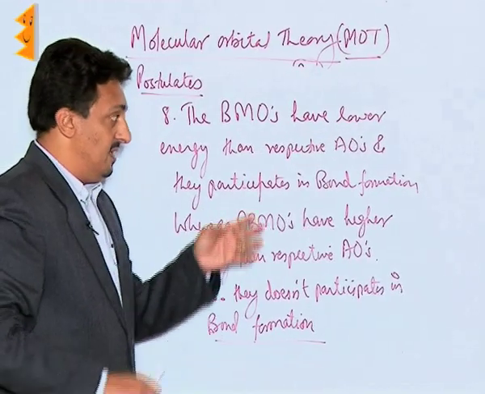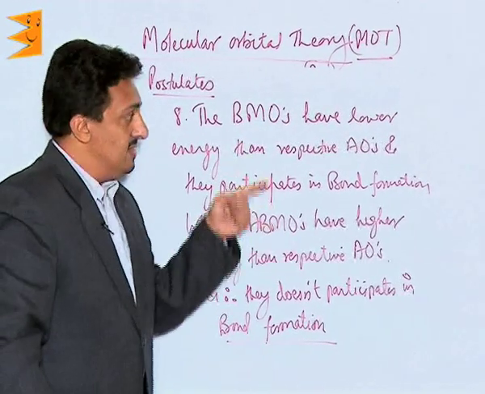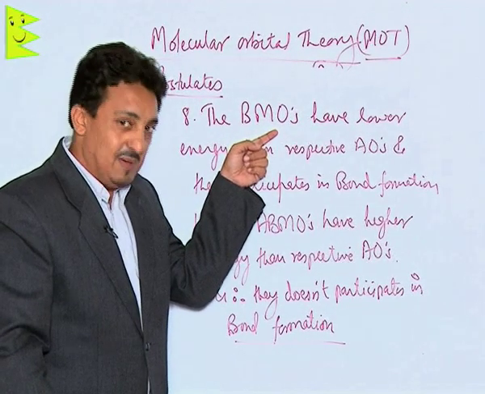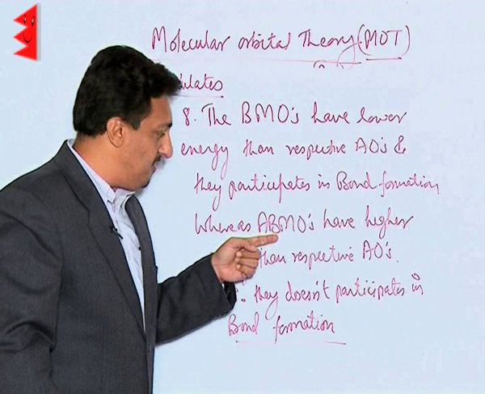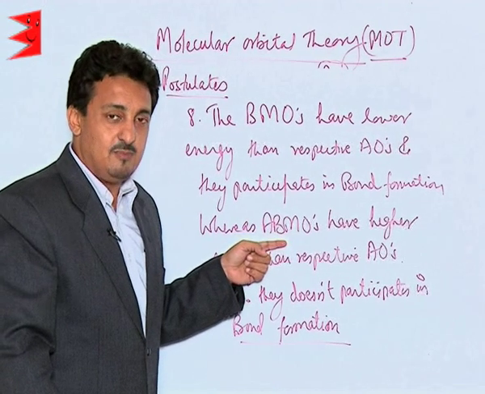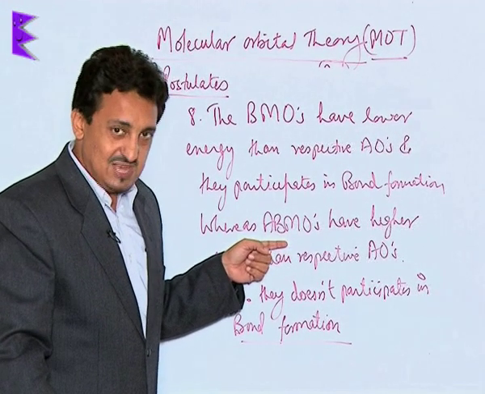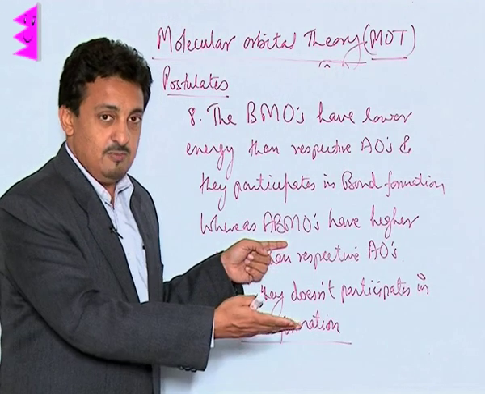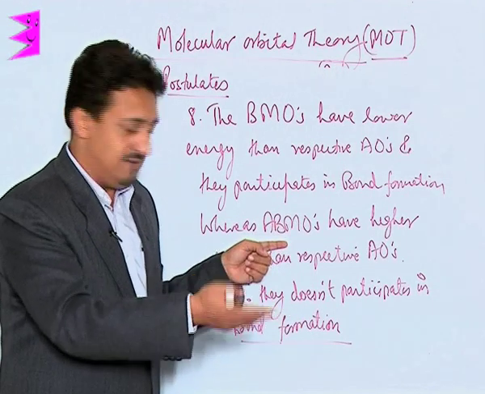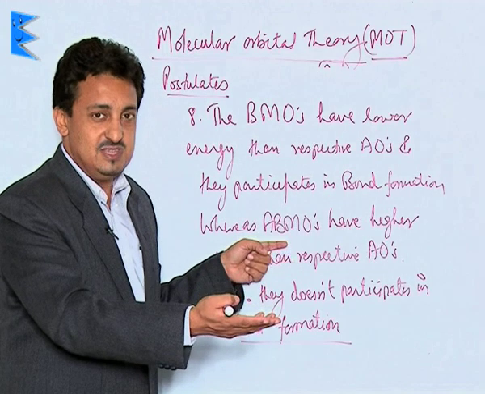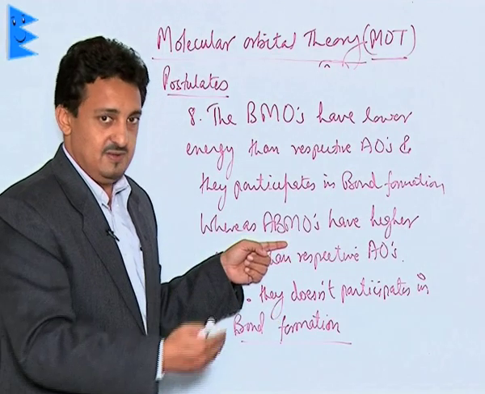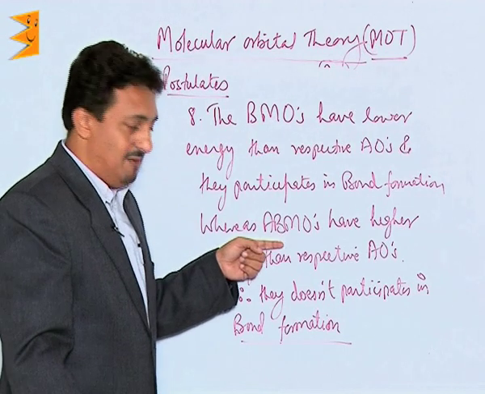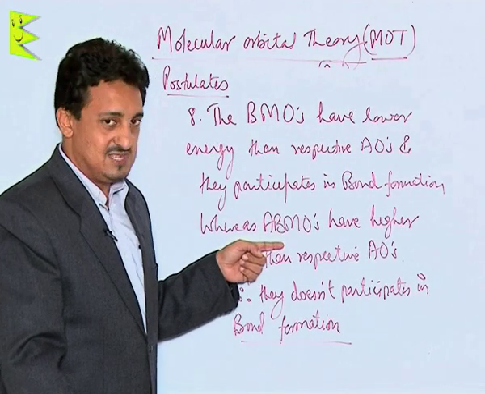Another thing, since their energies are lower, the presence of bonding molecular orbitals makes molecular species stable, whereas the presence of anti-bonding molecular orbitals makes these molecular species unstable because their energies are higher. If higher energy molecular orbitals are more in number, definitely the molecular species energy is higher, so it will be less stable.